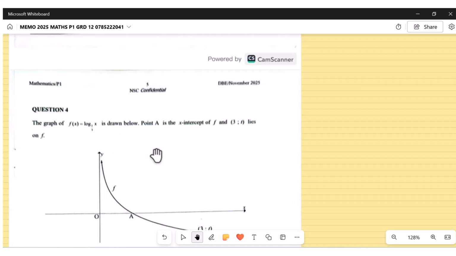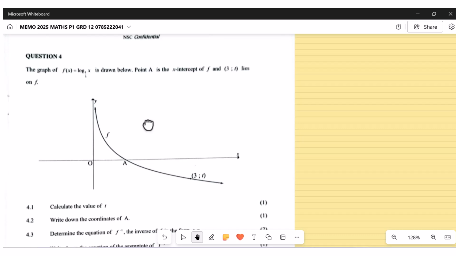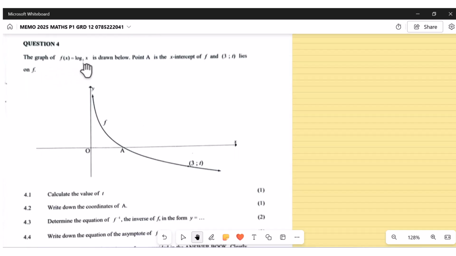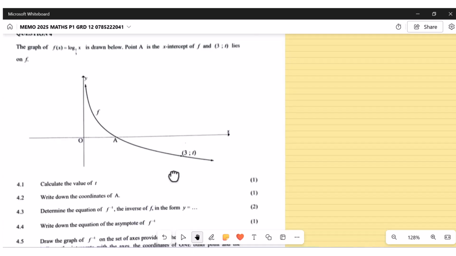So this question here is question 4. They say here that the graph f(x) equals log base a third of x is drawn below. Point A is the x-intercept of the function, and the point (3; t) lies on f. Then calculate the value of t. So this is a function here. Let me write it properly: f of x equals log base 1 over 3 of x.